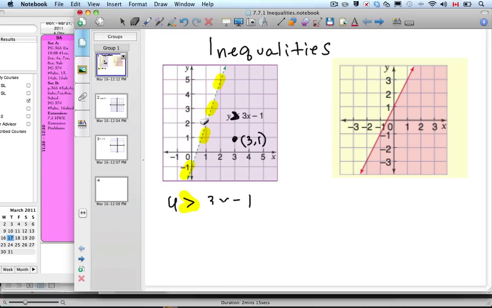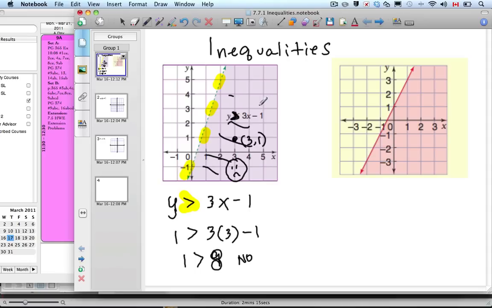So we're going to take the 3 and the 1, and plug it into that inequality. I have 1 is greater than 3 times 3 minus 1. So that is 1 is greater than 8, since 9 minus 1 is 8. Is that true? 1 is greater than 8? No. So it's shaded because we actually want to throw this part of the graph away. So we scratch out the stuff we do not want.